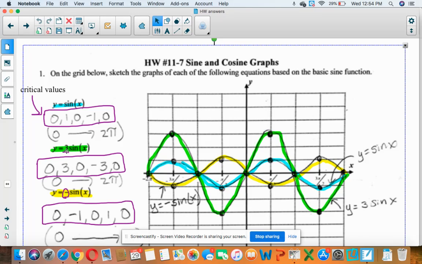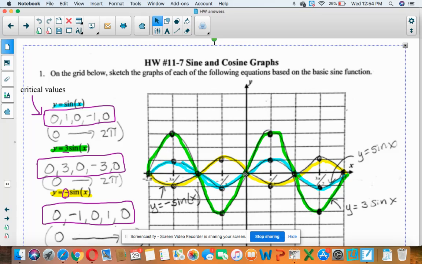Now, if I put a number in front of that, 3 sine of x, basically I'm going to take those critical values right here, but I'm going to multiply them each by 3. So it's going to have a height or an amplitude of 3. So the 0 obviously stays 0. 1 times 3 is 3, 0 stays 0, -1 times 3 is -3, and 0 stays 0. So that's the green graph.